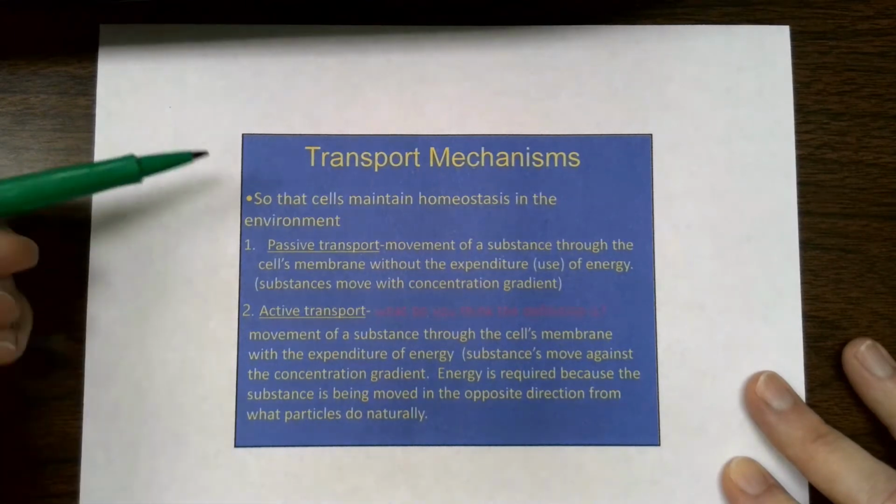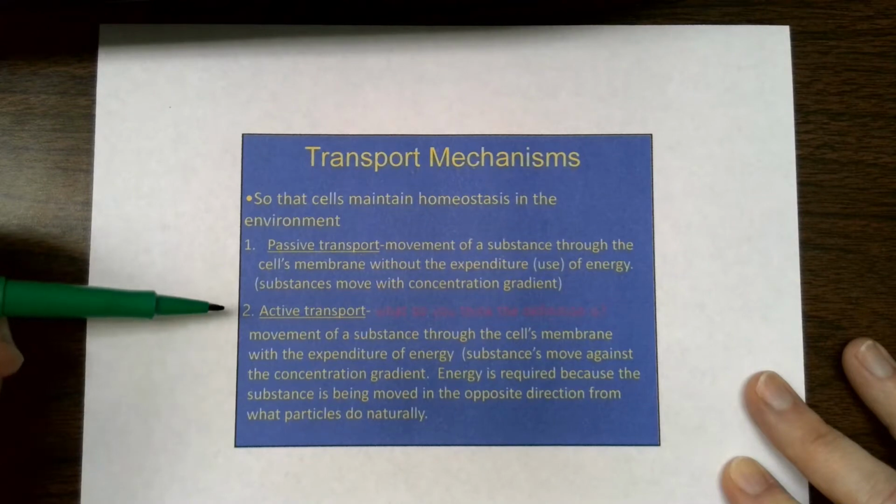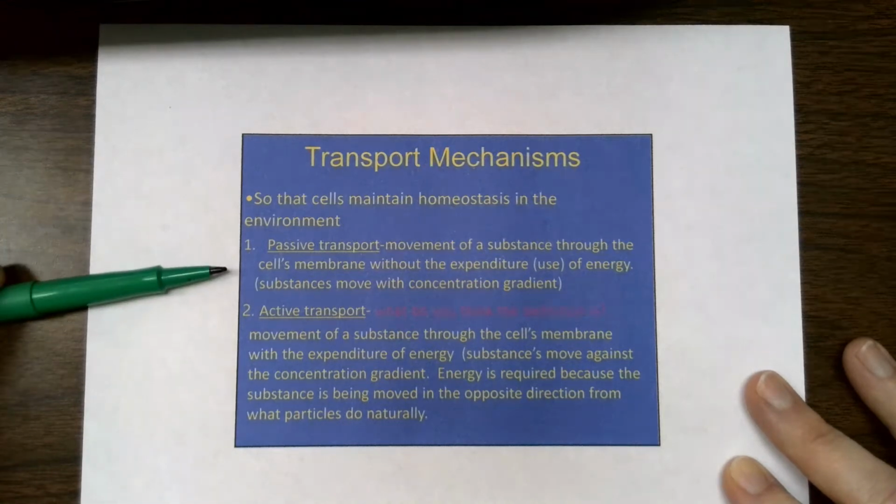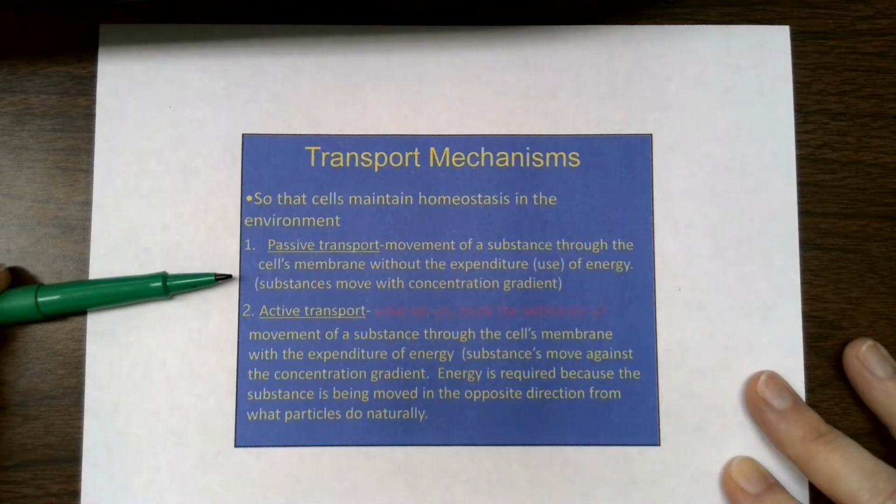There's two major categories of transport: passive transport and active transport. By definition, passive transport is the movement of a substance through the cell's membrane without the expenditure or use of energy. So substances are going to move with the concentration gradient, down the concentration gradient, or along the concentration gradient. We can put those two words, down and along, where it says with.